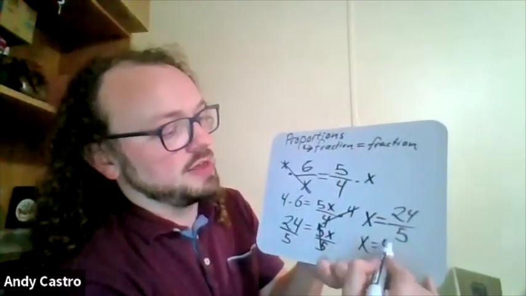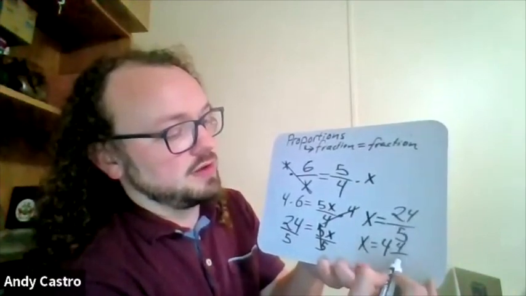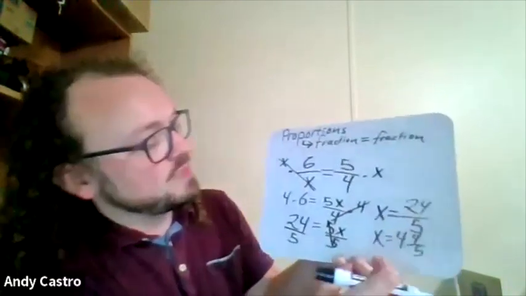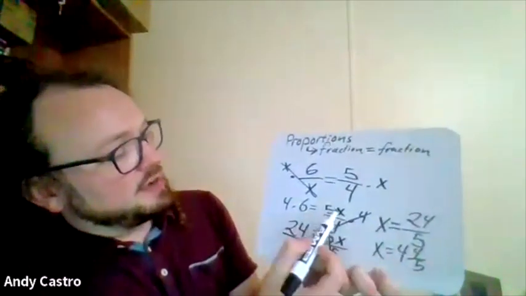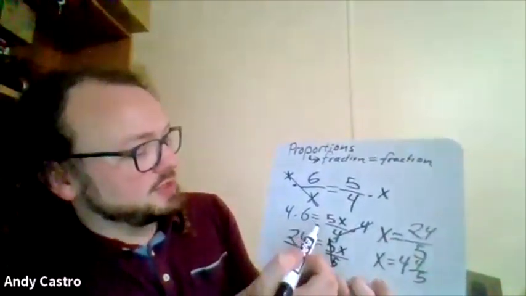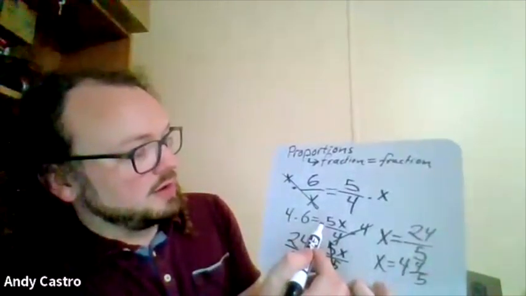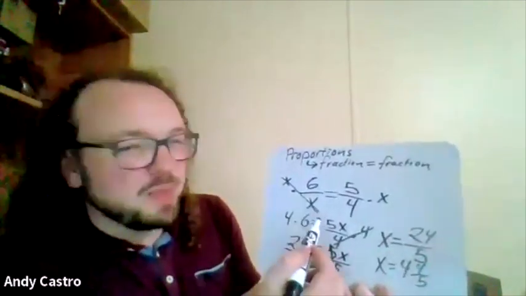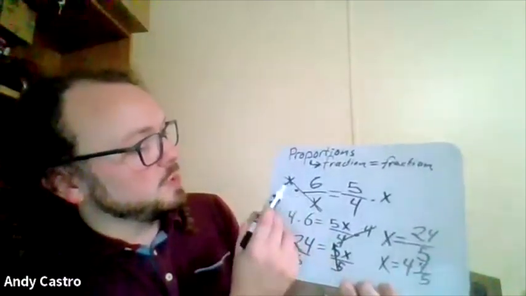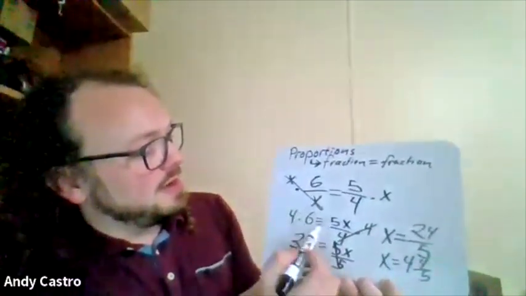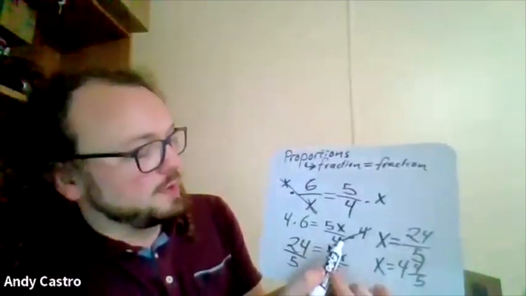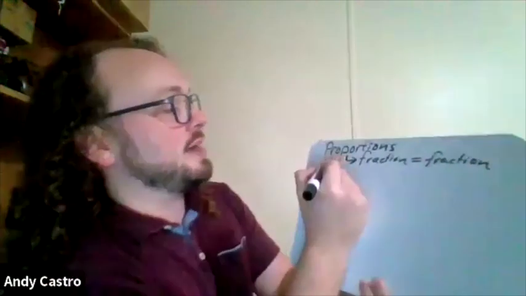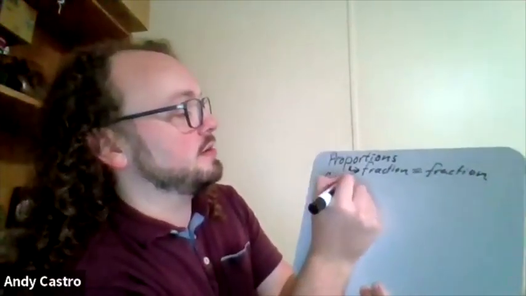So I could also write that as 4 and 4/5. Now, if we step back and look for a second, I had to do 2 things to get everything the way I wanted it, to get rid of the denominators. I had to multiply by x, and then I had to multiply by 4. So we have a method for doing that quickly that can get rid of both denominators at the same time, and that's the main thing that we're working on tonight.